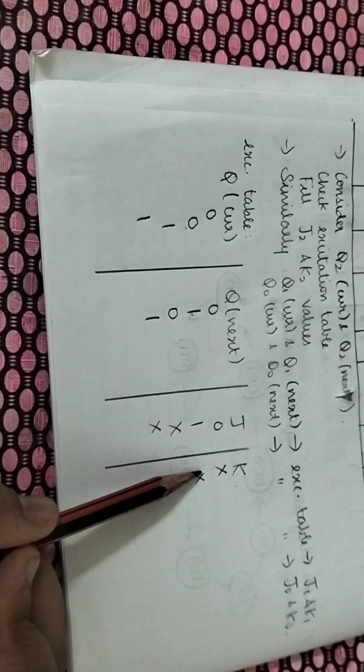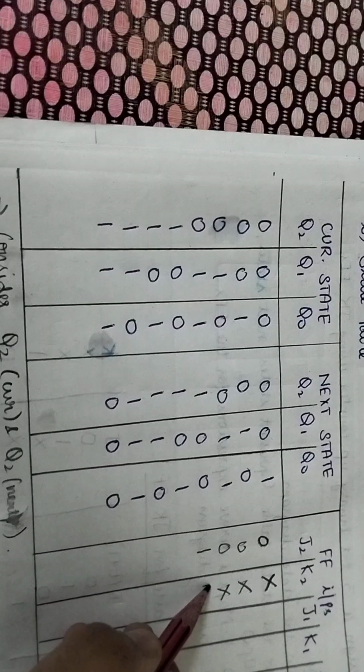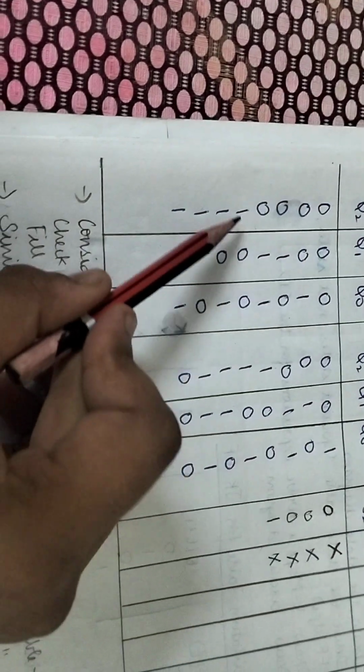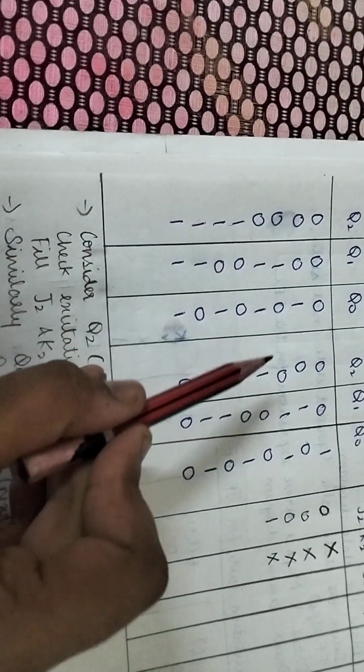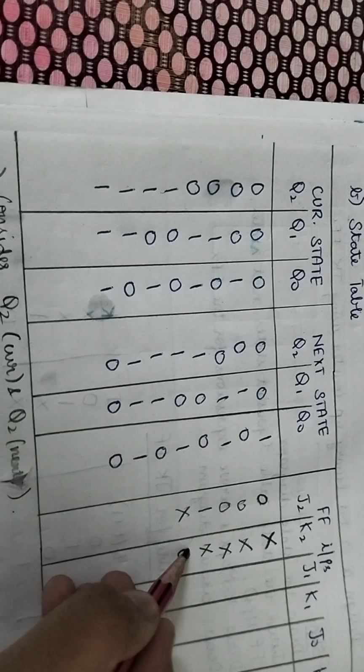Then it is 1 and don't care. So we go back here, we fill 1, don't care. Similarly, my Q2 is 1. I want it to remain at 1. 1 comma 1 is don't care 0. So we go back, we fill don't care and 0.